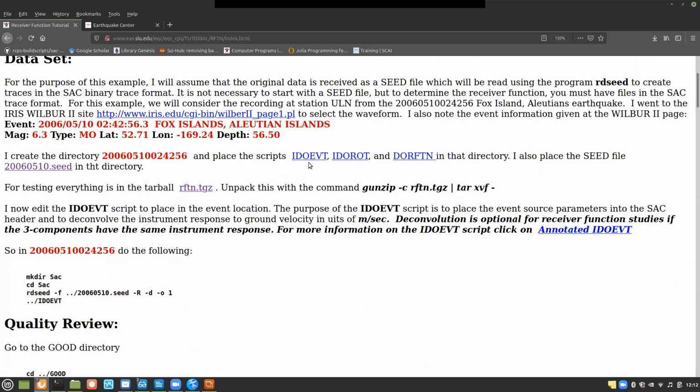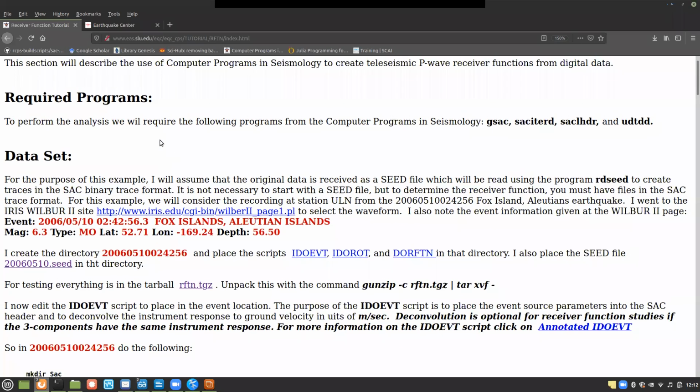So you get your event, which is your earthquake, and you do some event processing. It's important because you remember the three components are east-west, north-south, and up-down, vertical. Then you do a rotation. You rotate the north-south into the radial component, and east-west into the transverse component. We'll look at the codes, and then you deconvolve it, and then you get the receiver functions.